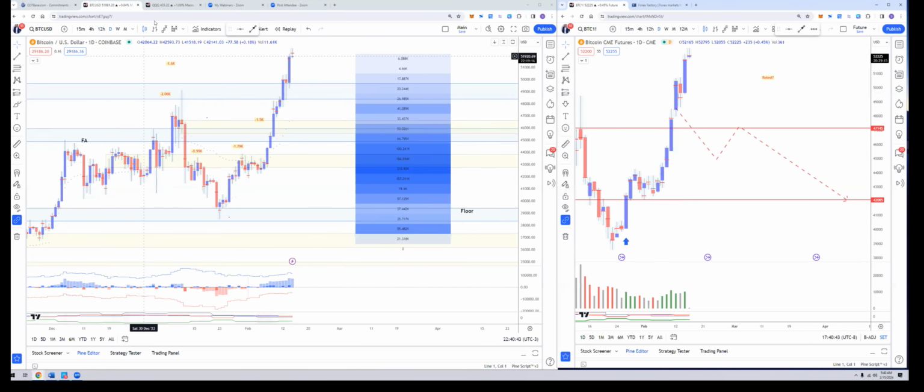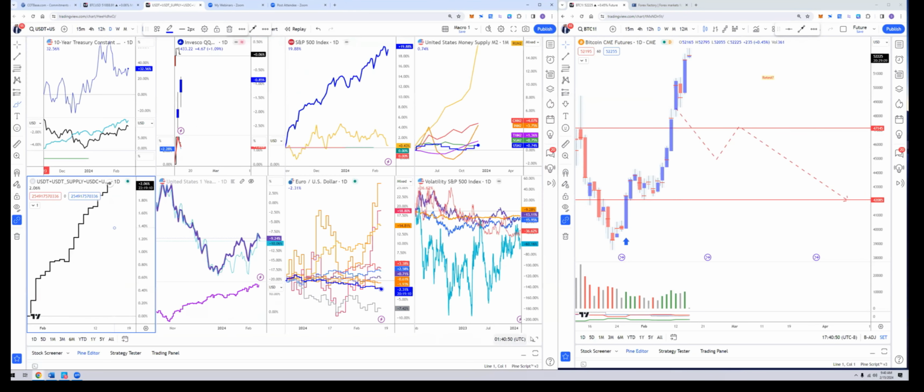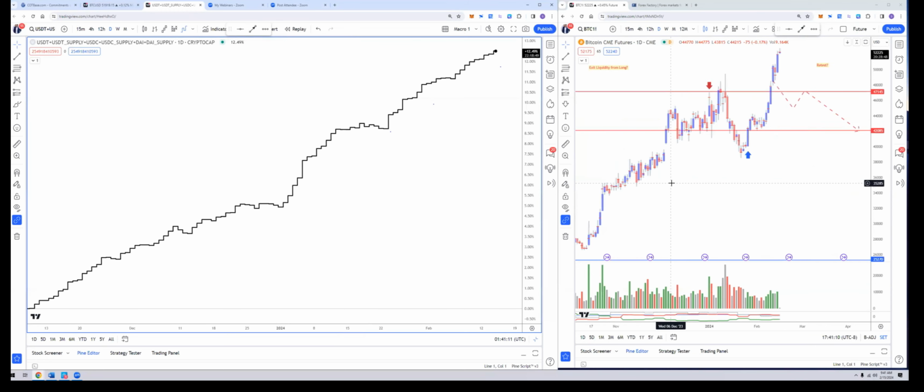Moreover, why should we not be so bearish on BTC? Let me show you. Look at this drawing. Look at this stablecoin supply. They have been going up. Of course, that is causing this whole BTC to move up as well.